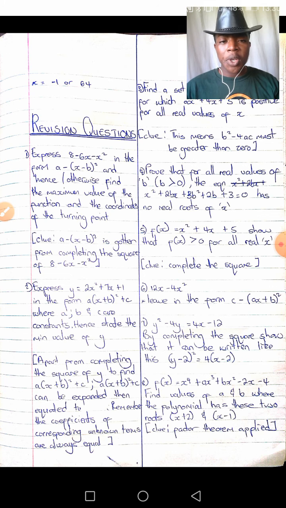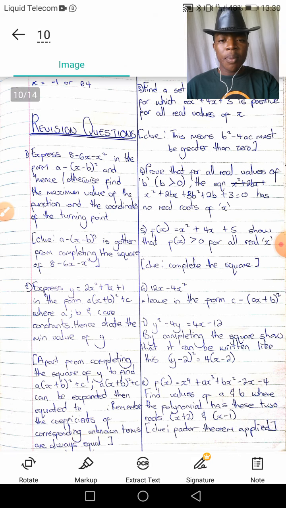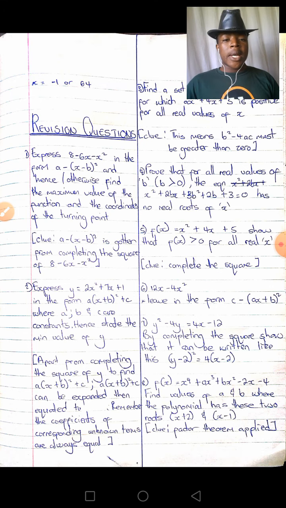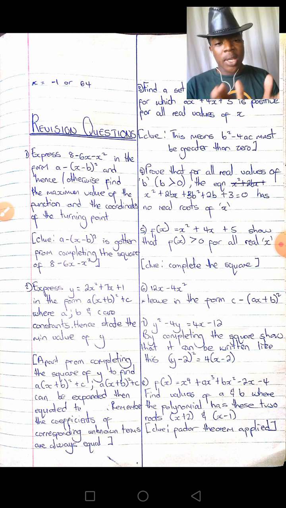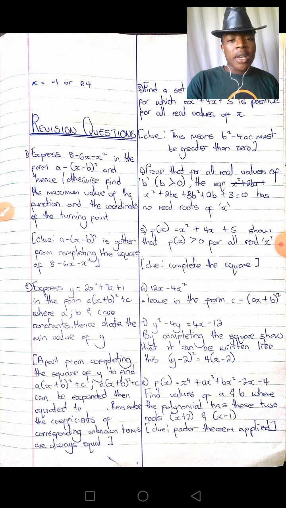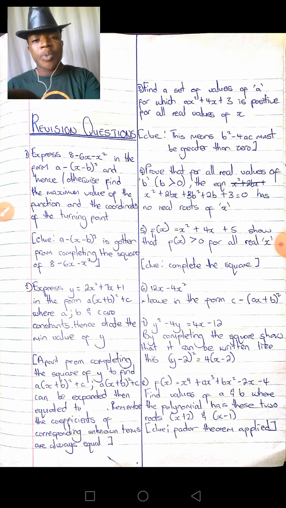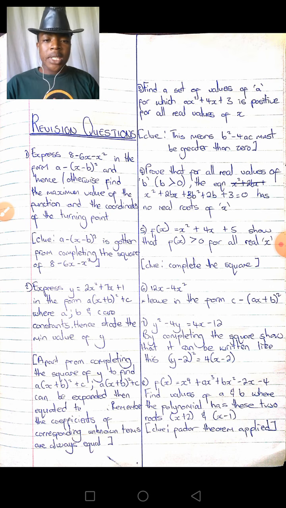There are revision questions there, and on these revision questions, I want you to look at them. First of all, I want you to look at them. When you look at them, you attempt them. You pause this video. Look at the first left-hand side. You look at the second right-hand side, like that. When you look at these questions, there are answers that follow in this same video.